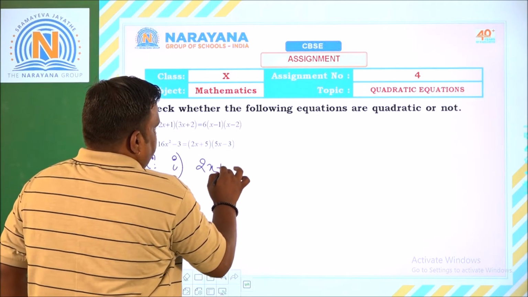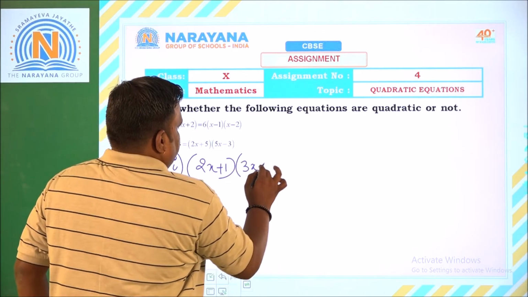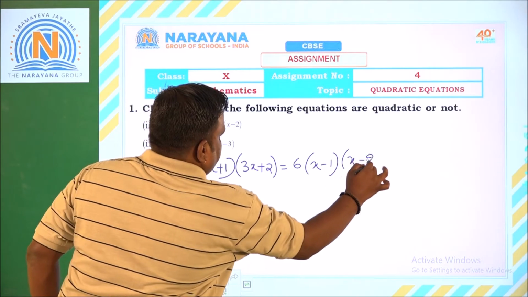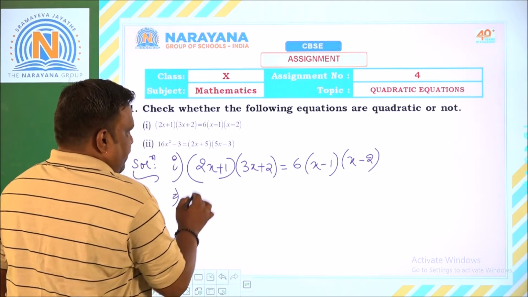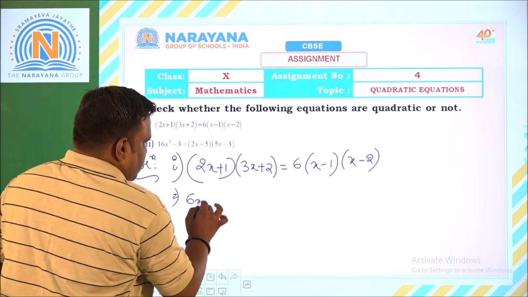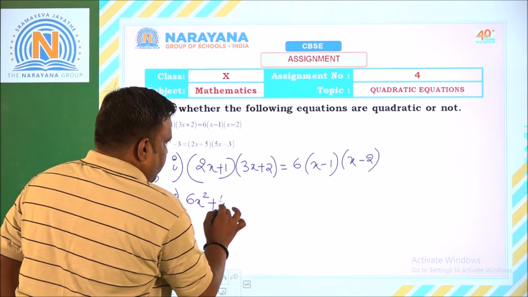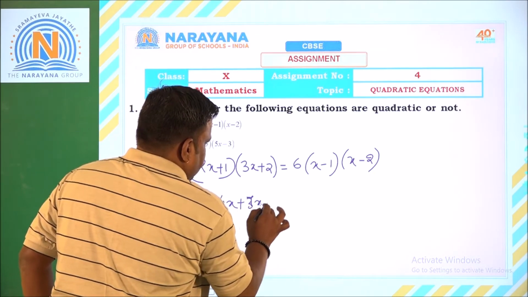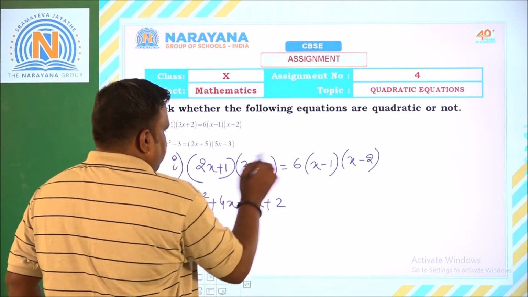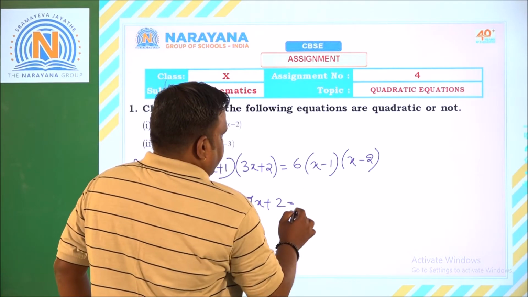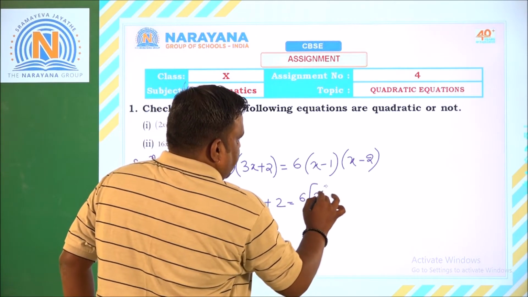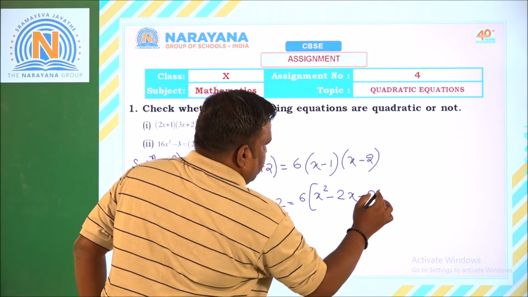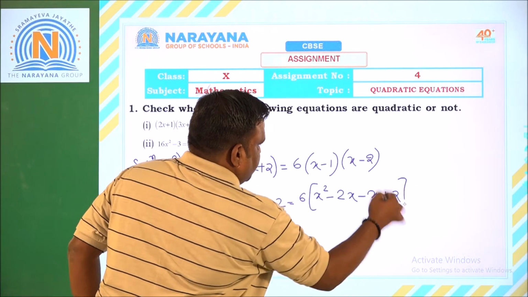2x plus 1 into 3x plus 2 is equal to 6 into x minus 1 into x minus 2. So now on further multiplication, 2x into 3x, that is 6x square, plus 2x into 2, 4x, plus 3x into 1, 3x, plus 2 into 1 into 2 is 2, is equal to here 6 into x square minus 2x minus 1 into x, minus 1 into minus 2, that is plus 2.